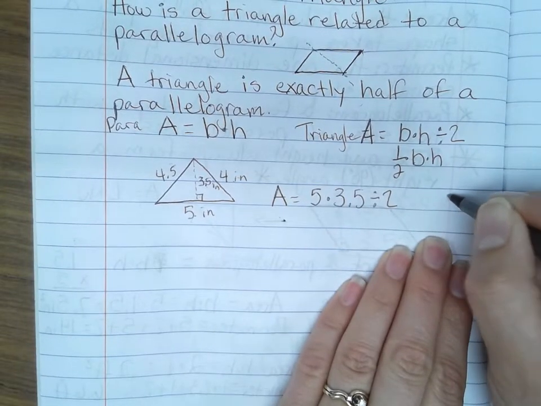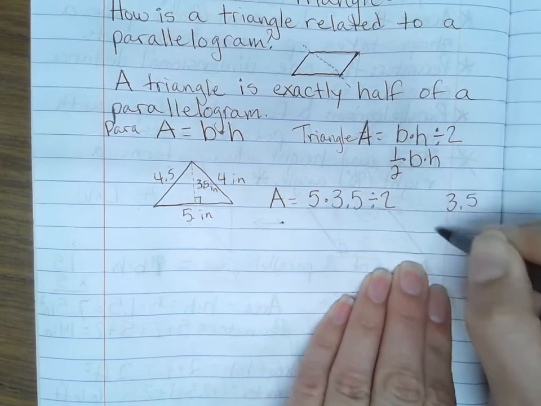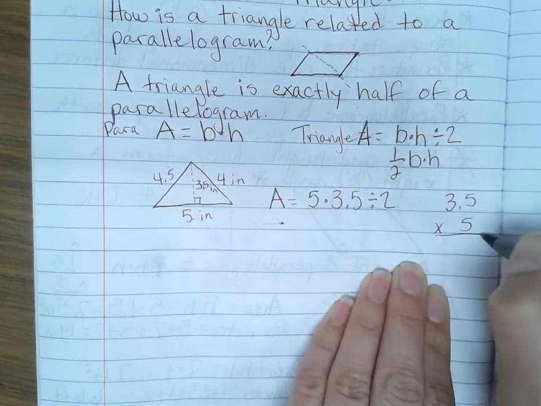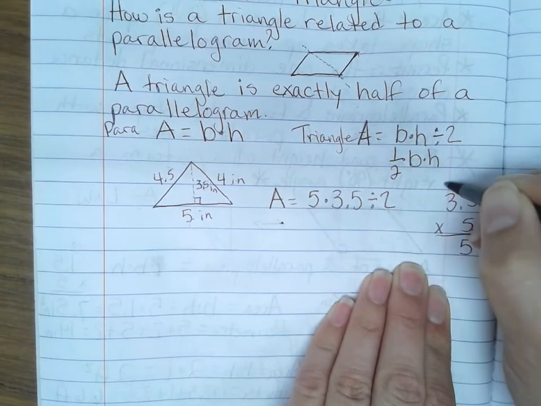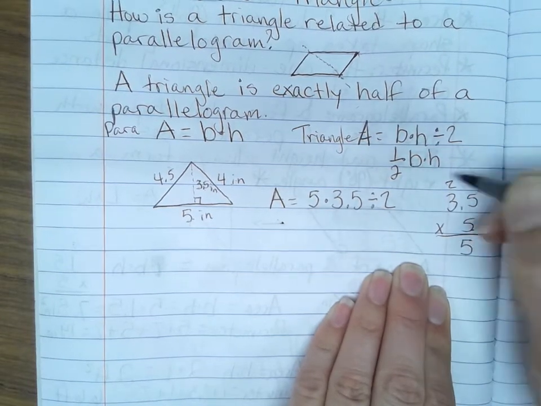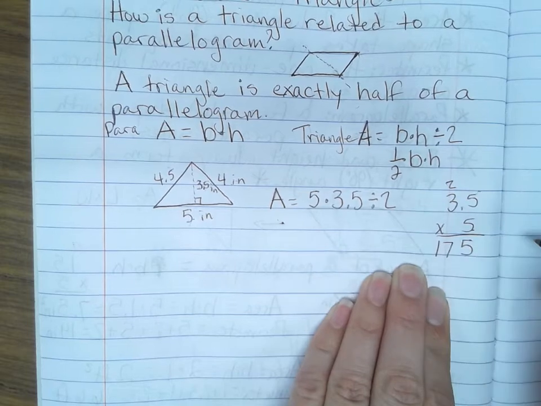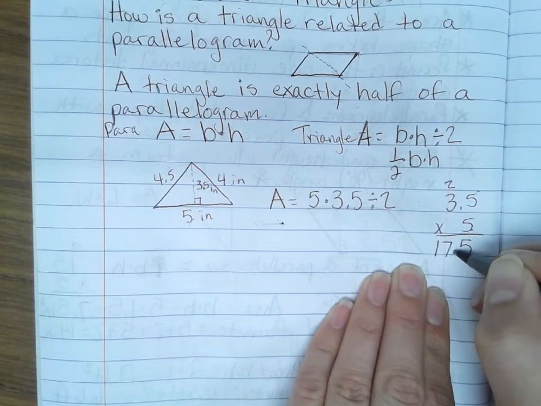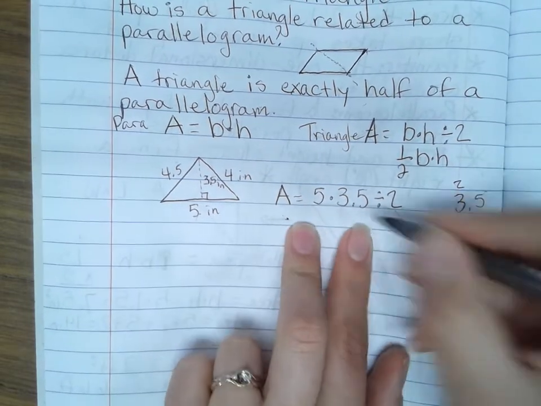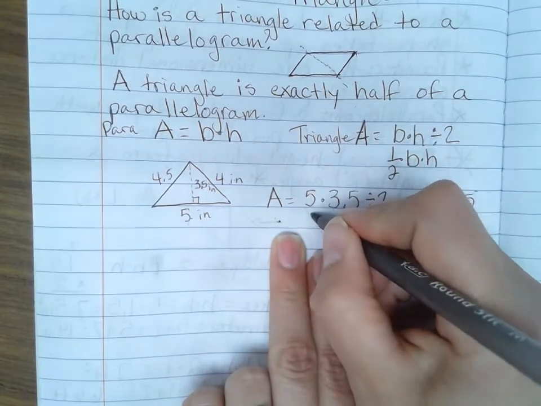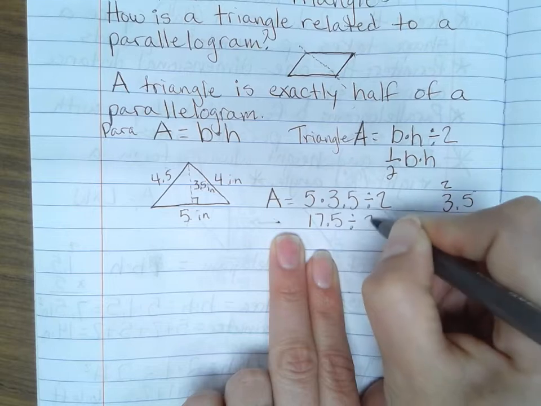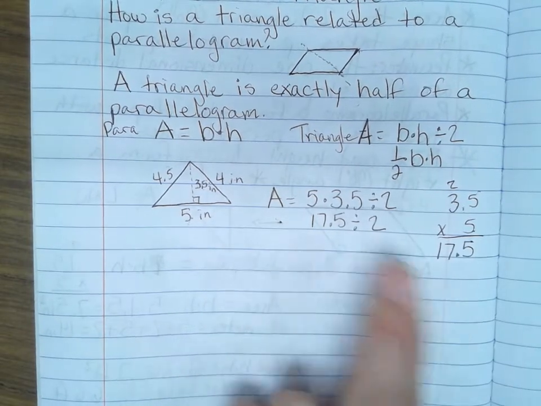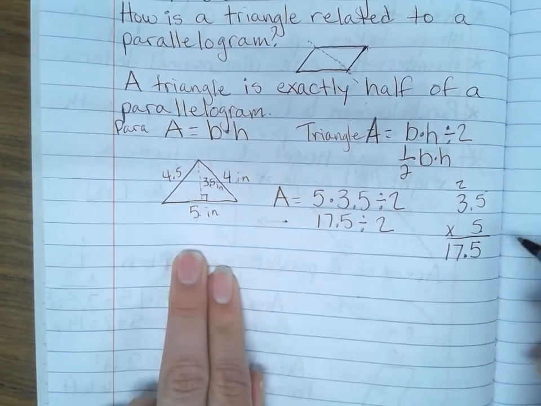So I'm going to do 3.5 times 5 first. 5 times 5 is 25. Regroup 2. 3 times 5 is 15, plus 2 is 17. 1 place behind the decimal. 17.5, that's the base times the height. But now I need to do 17.5 divided by 2.